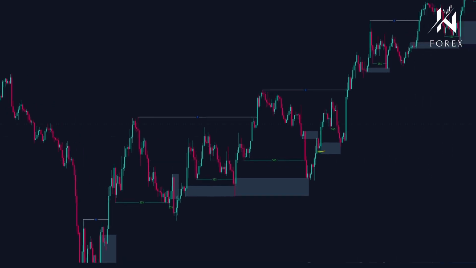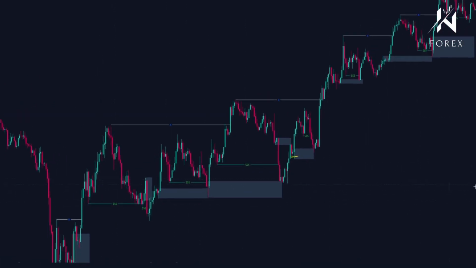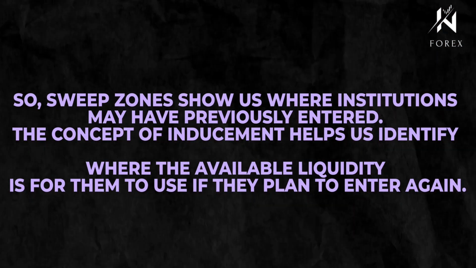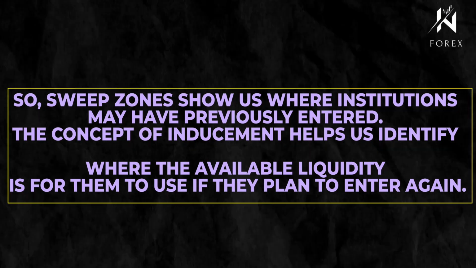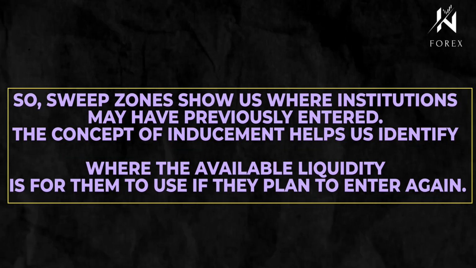Now let's look into the future and ask, where is the available liquidity that institutions may potentially use? Because that is what we can use to align our trades with the market direction. Let's take a look at that. So, sweep zones show us where institutions may have previously entered. The concept of inducement shows us where the available liquidity is, in case they plan to enter again.